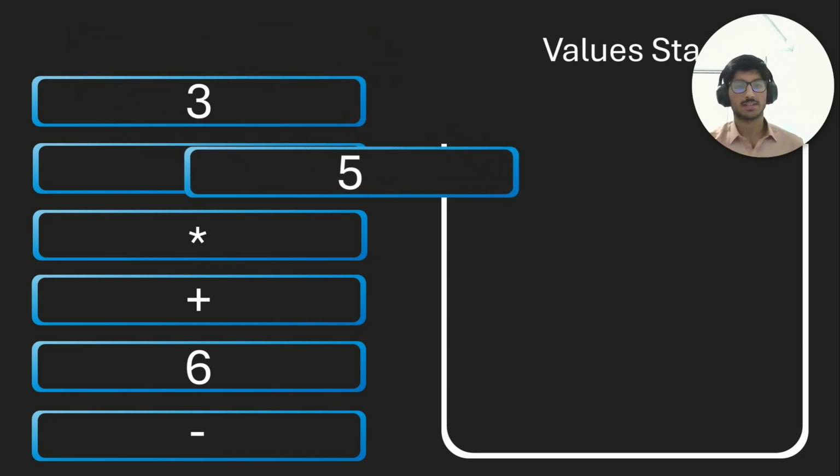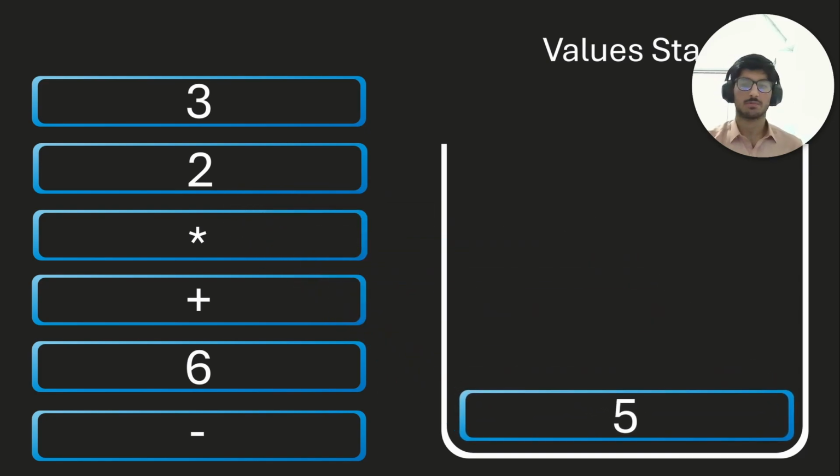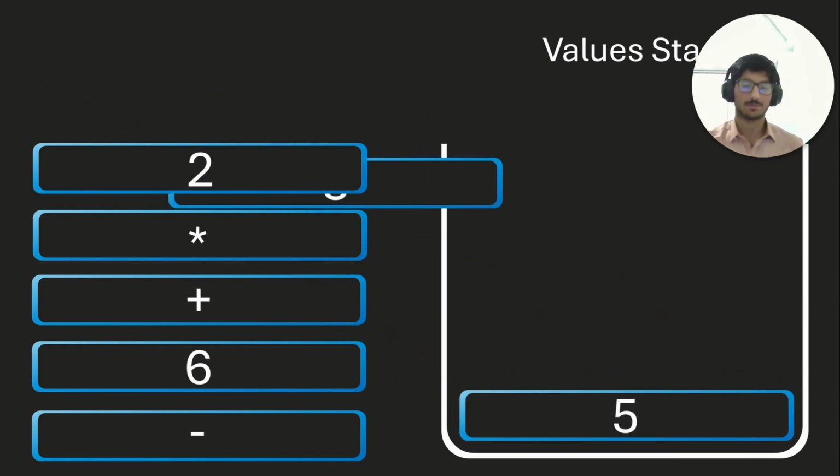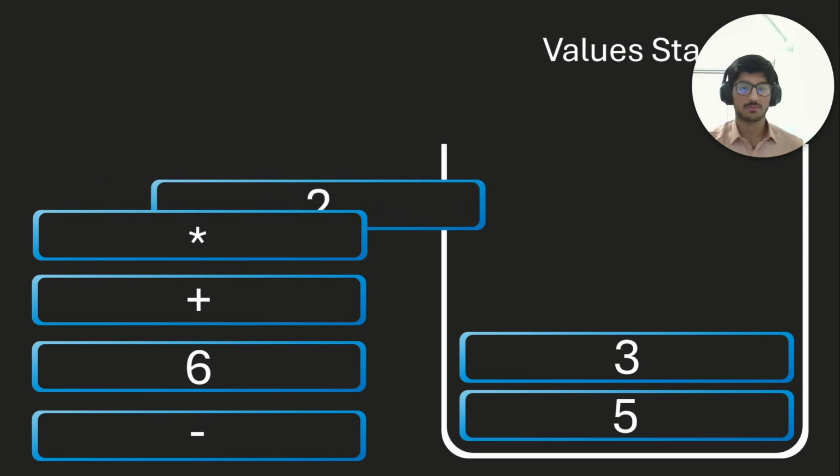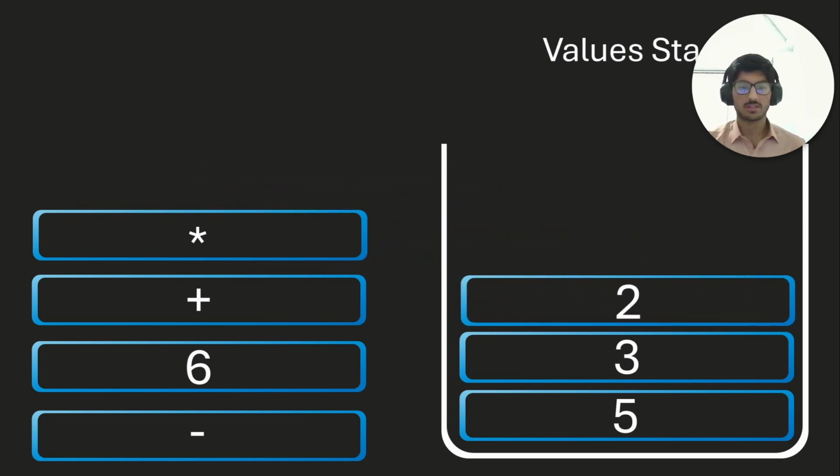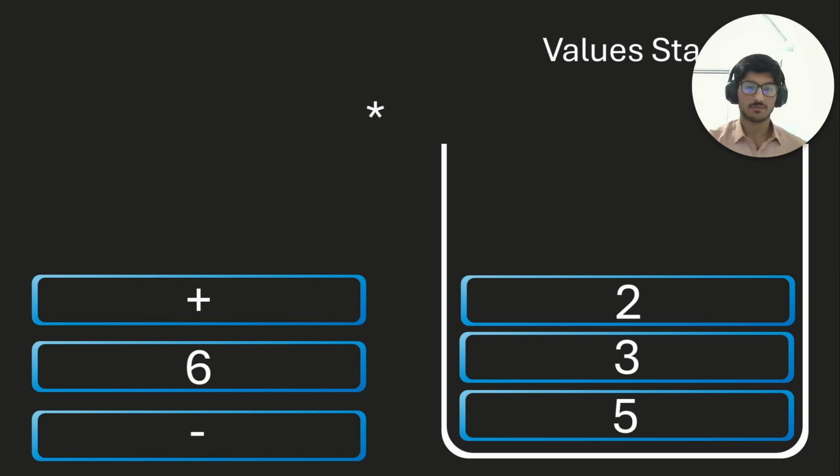So we take 5 from the top of the stack and we put it in the value stack. We repeat it with 3. We repeat it with 2. And now we reach the times symbol. Let's see what happens. So we reach times.